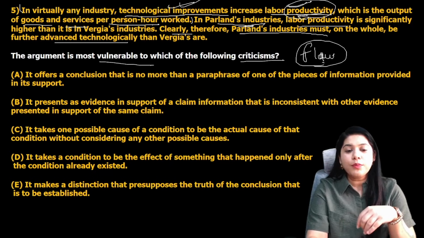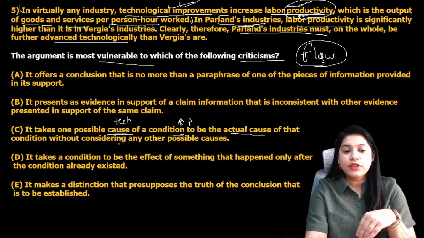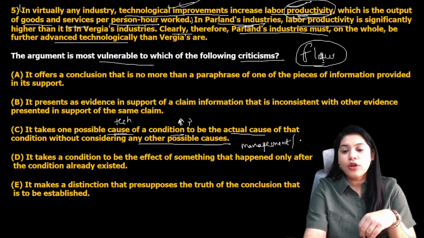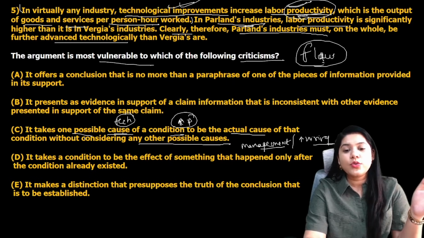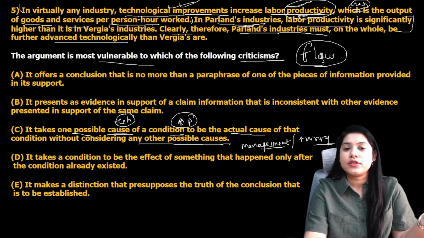So it takes one possible cause, that is tech, of a condition, that is higher productivity, to be the actual cause of that condition without considering any other possible causes, which can be great management, more hiring, more number of laborers. It can be multiple factors for good productivity rather than just taking one cause for every situation. Just because a generic statement is given, we apply it to a particular situation, that is parlor industries. We can't do that, right?